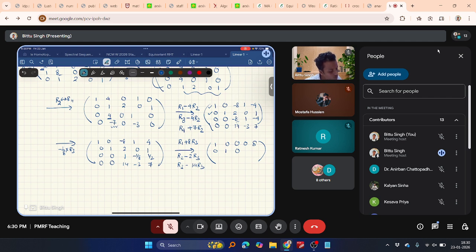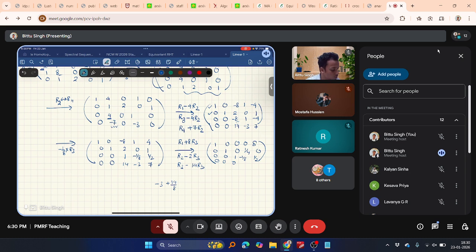Now plus 1/4, and then minus 1. 1 minus 1 becomes 0, and this remains fixed: 0 0 1, minus 1 by 8 and half. After that, it is 0 0. 14 minus 14 becomes 0, minus 3, and minus 14 into minus 1 by 8, so plus 14 by 8.